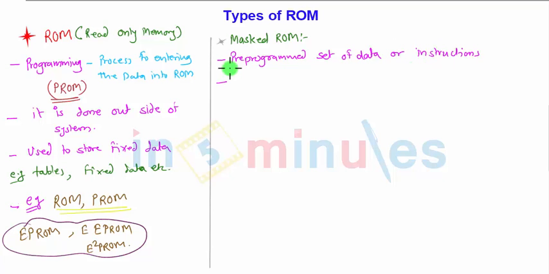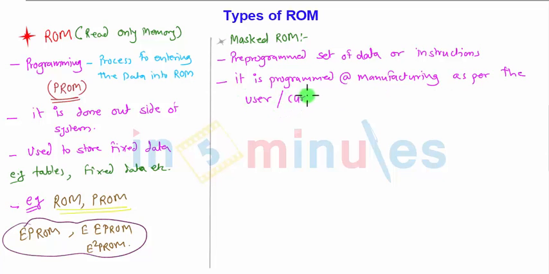Second point, a masked ROM is programmed at the time of manufacturing, as per the user or the customer requirements. That is nothing but the masked ROM. Means if you want to implement a particular kind of function, you can give the instructions to the manufacturer, according to which it will design the ROM. But once the read-only memory is fixed or masked, it cannot be changed after packaging.